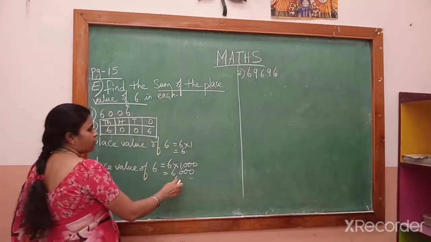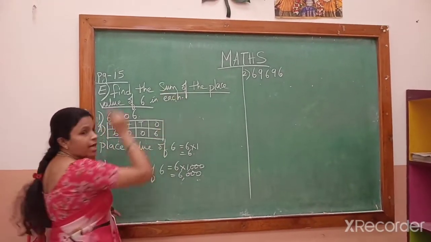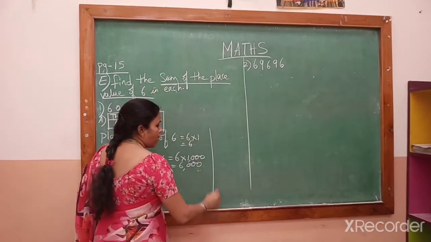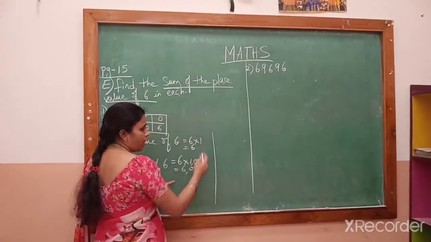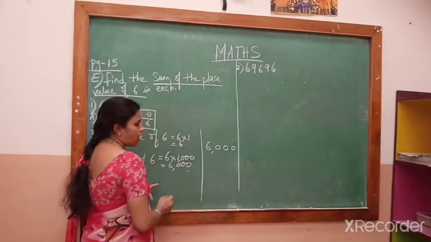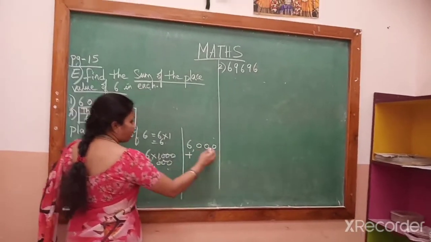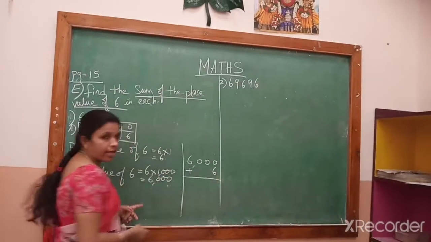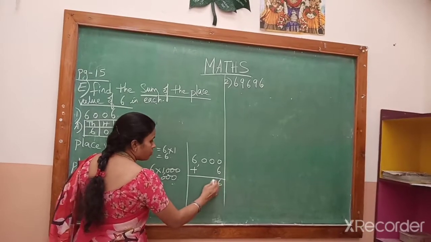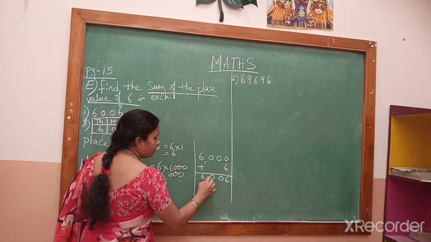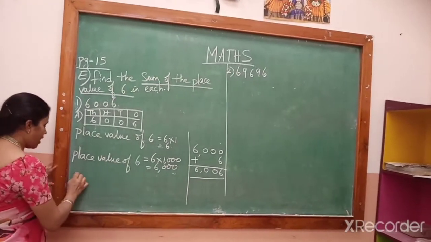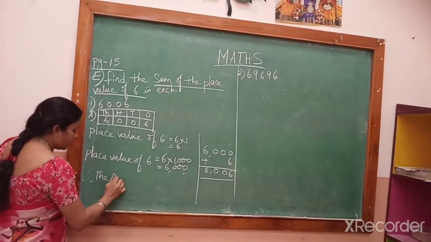Now these two place values, you are going to find the sum. Sum means we need to add. So I am going to do it over here. First I am taking the bigger one, that is 6000, and I am going to add 6. Now add both of them. 6 plus 0, 6. Bring down 0, bring down 0, bring down 6. So what is the value? 6006.